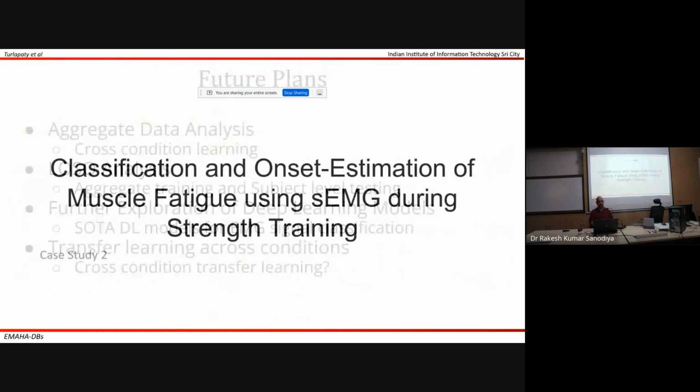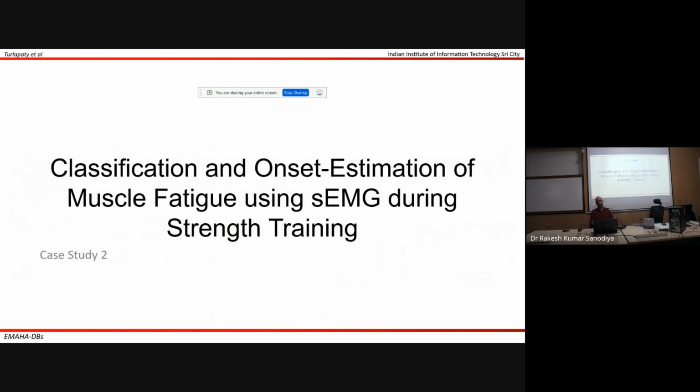So, can we move on to the next topic? So, in this topic, the main goal is classification and onset estimation of muscle fatigue. It means using surface EMG, of course, during strength training.